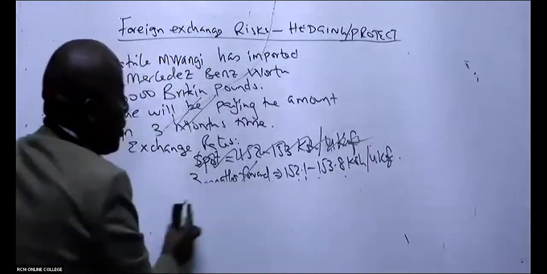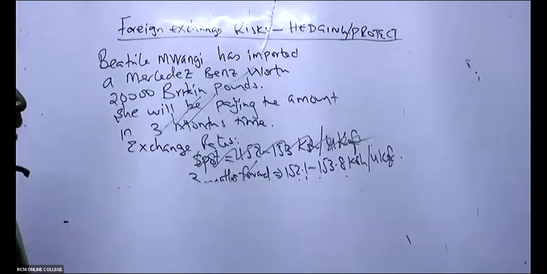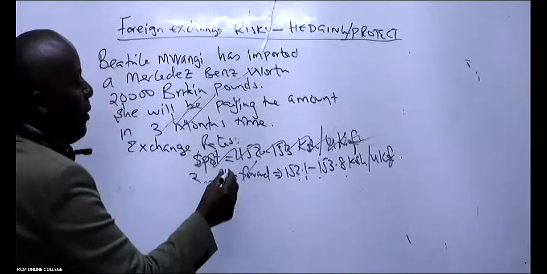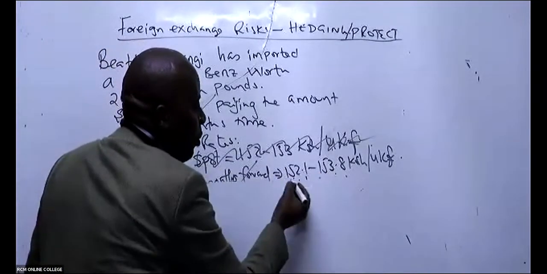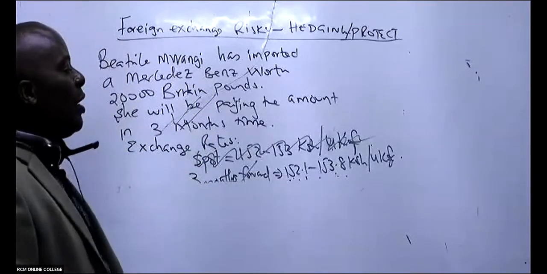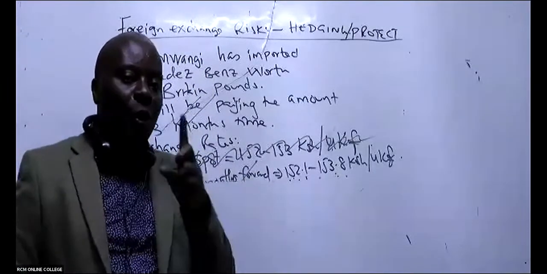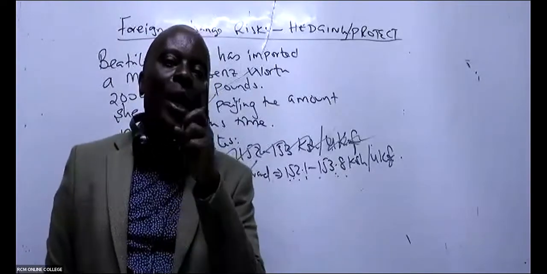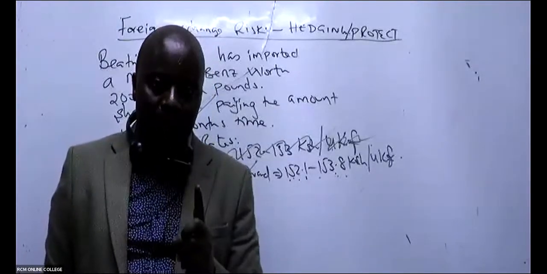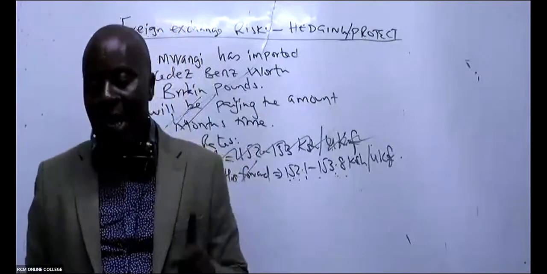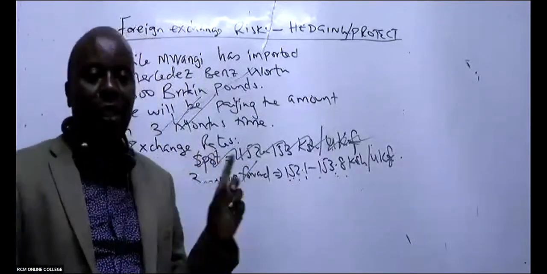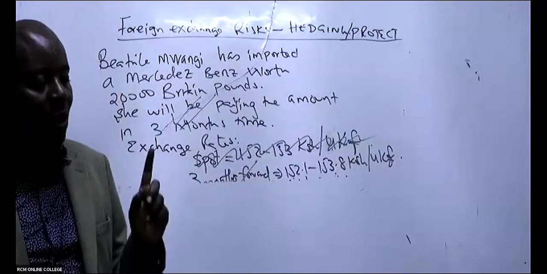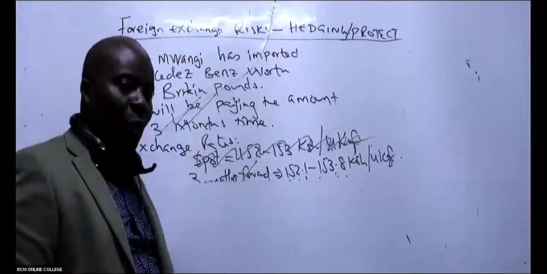Now, after you appreciate that you're going to use the 3 months forward exchange rate, remember they have given us this in the form of a range. So when they give us this in the form of a range, we must decide between the two which one is the buying rate. You must look for the buying rate. How do you get to know your buying rate?